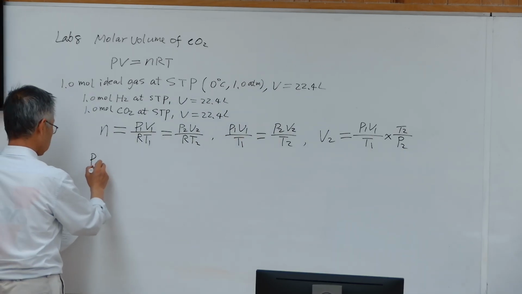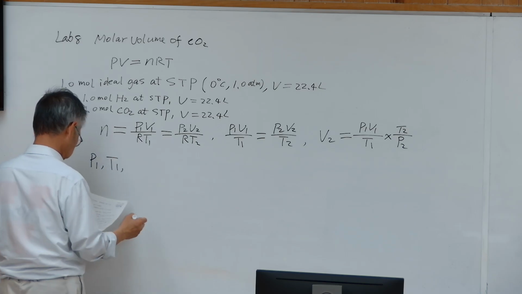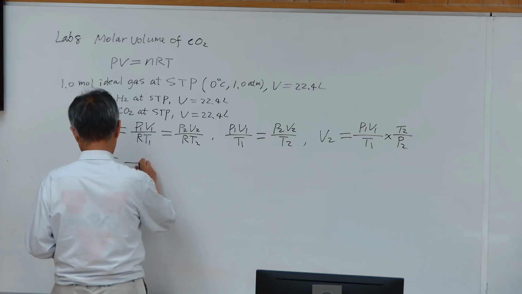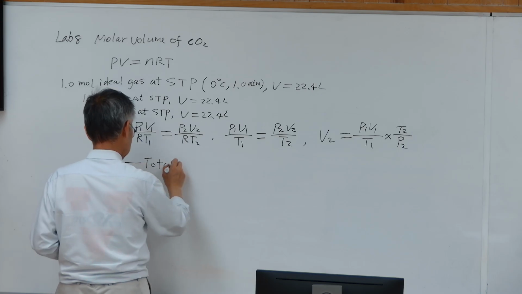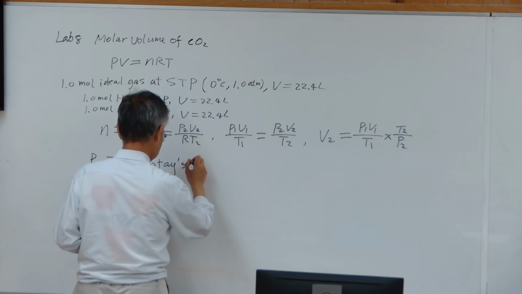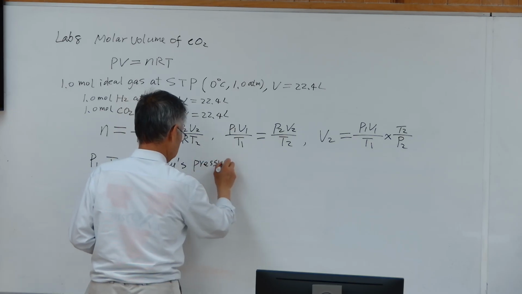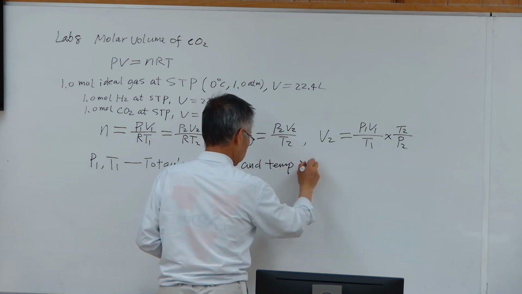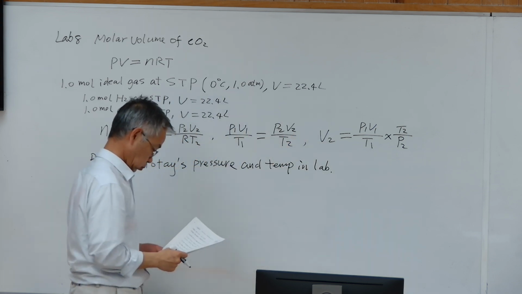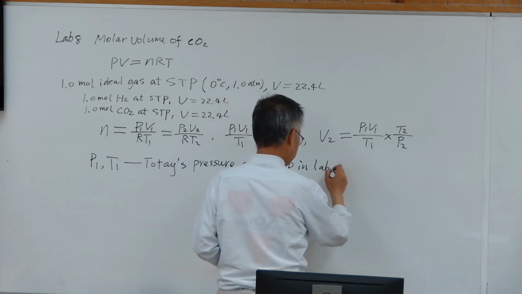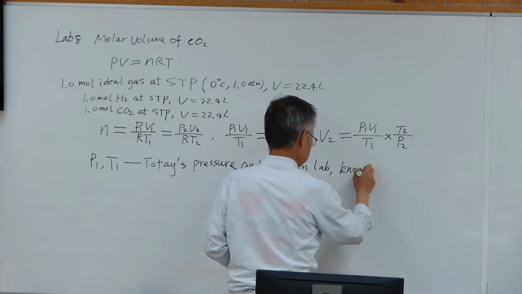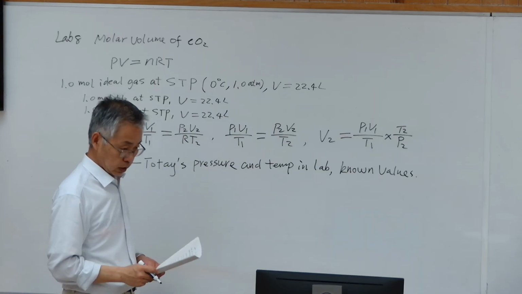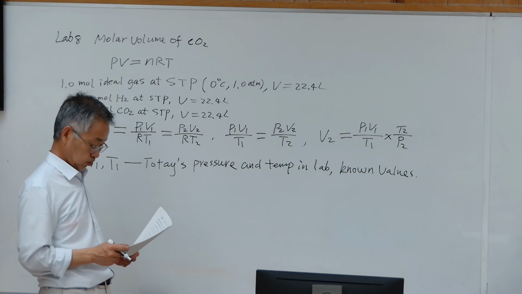So here, P1, T1 are today's pressure and temperature in lab. This will be a known value, and already listed in the data sheet. Just read the data sheet.